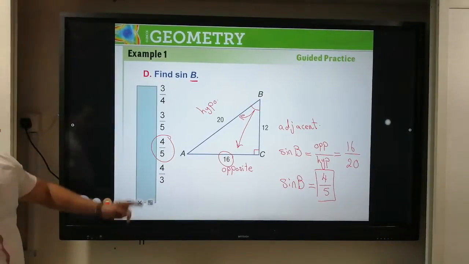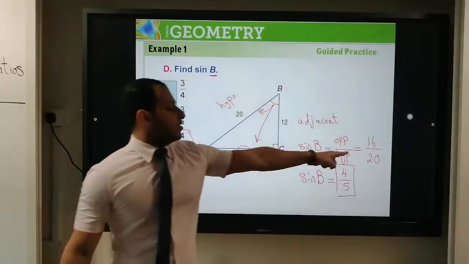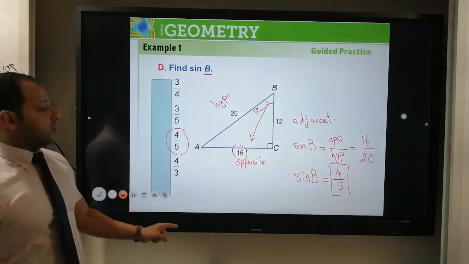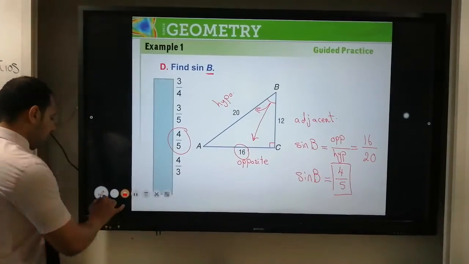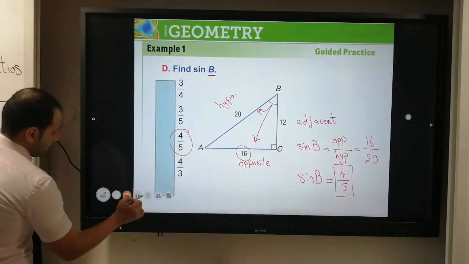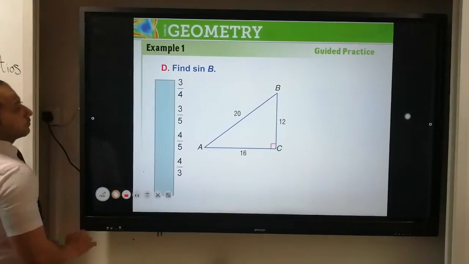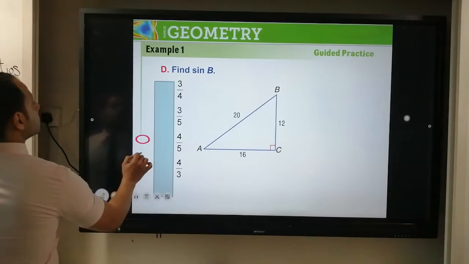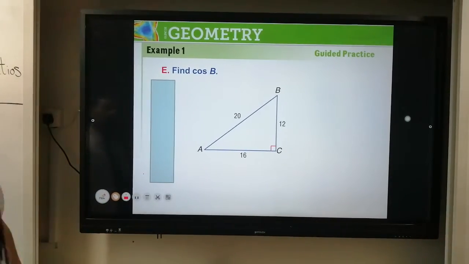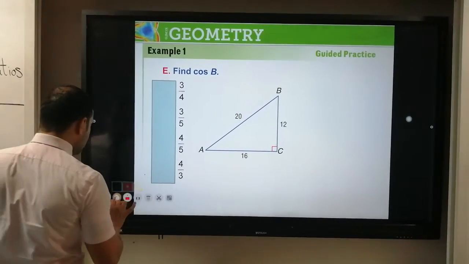Okay, so at the beginning we have choices A, B, C, and D. When we get a result not on the choices, you must simplify to get the result. Okay, you understand? We go to the next example. Find cosine B. The same problem, but I need the cosine.